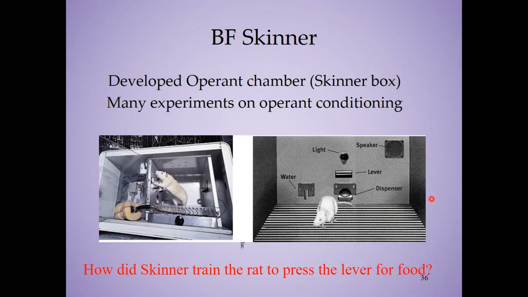Skinner then would put animals such as a rat in there, and he'd want the rat to press a lever. He'd want the rat to press the lever though to obtain a food reinforcement. So how is he going to get the rat to do that? Because rats don't just naturally go around pressing levers for food. So I know some students will say, well, maybe he put some cheese on the lever so that the rat would go over there. But then the rat is not going to go to the food dispenser where Skinner wants it to go.